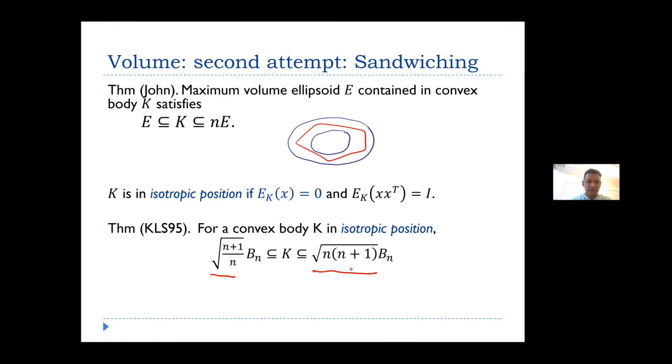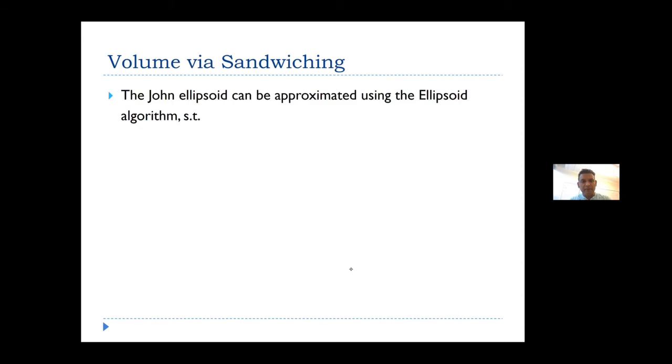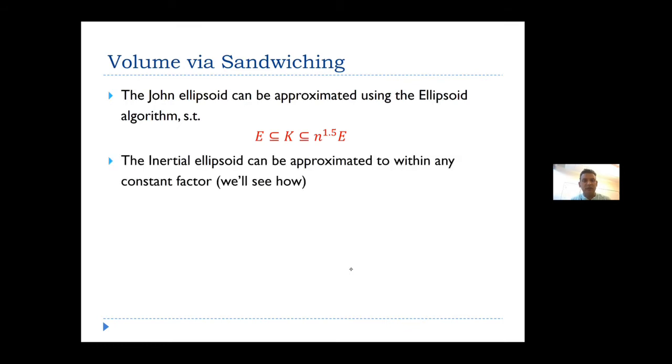The ratio of these two numbers is still n, but it's a different ellipsoid than the John ellipsoid. Now, the John ellipsoid is hard to compute exactly, but we can approximate it. So instead of n, you can get n to the 1.5 in polynomial time. This inertial ellipsoid, we can approximate to any factor we'd like, and we'll see soon.